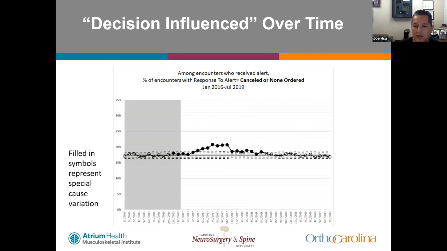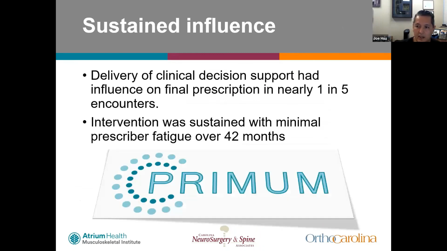And so what this graph shows is if you had alert fatigue, you would see a downtrending graph over time. And so this is over a tremendous period of time, and the response rates and influence rates from the alert are relatively stable over many, many years, which really demonstrates a sustained influence. And so we had influence over about 1 in 5 encounters that involved a prescription opiate or benzodiazepine, and that intervention was sustained with minimal prescriber fatigue over 42 months. So we thought that was pretty tremendous in such a large health system with a wide variety of prescribers.